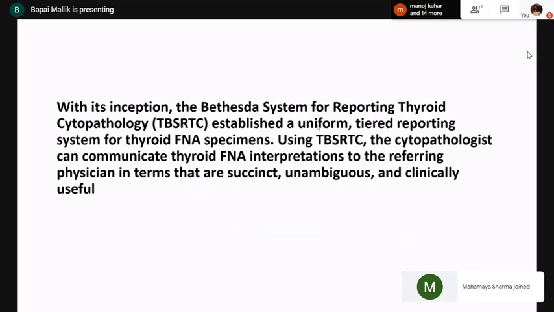The main mission statement, as far as the Bethesda system is concerned, is as follows. I'm just going to read this verbatim. The Bethesda system for reporting thyroid cytopathology, or TBSRTC, established a uniform, tiered reporting system for thyroid FNA specimens. Using this system, the cytopathologist can communicate thyroid FNA interpretation to the referring physician in terms that are succinct, unambiguous, and clinically useful. If I have to choose two words, I'm going to choose communication and clinically useful. So these are the two major aims of the Bethesda system.